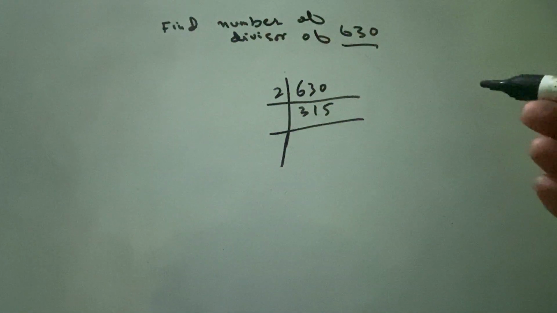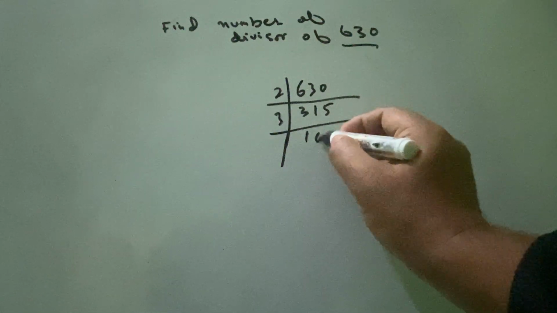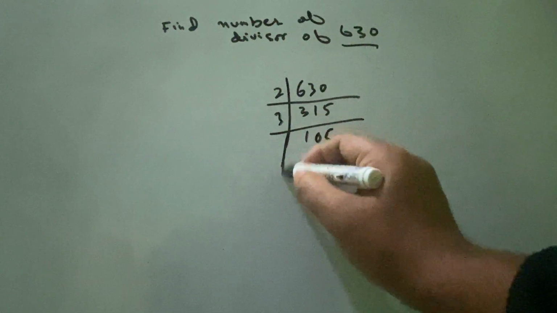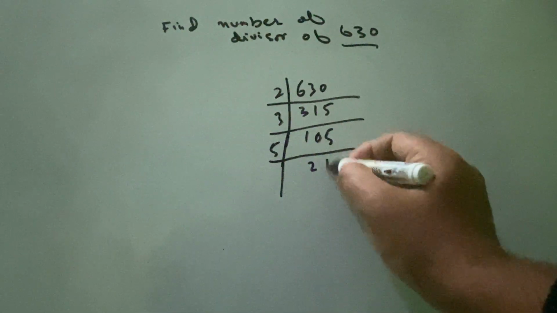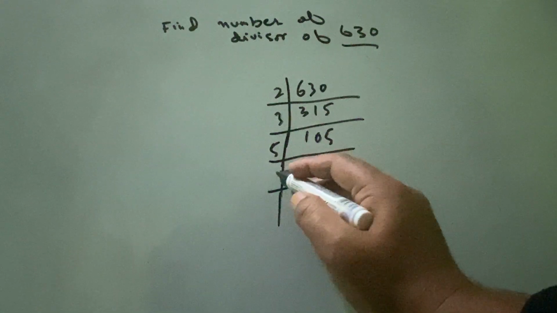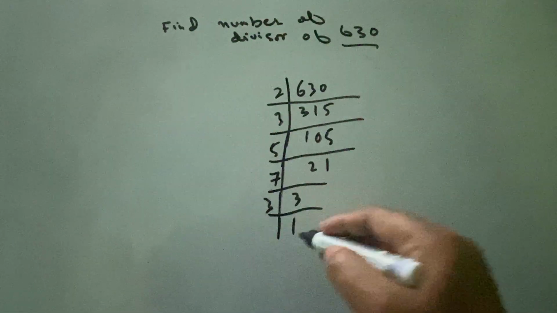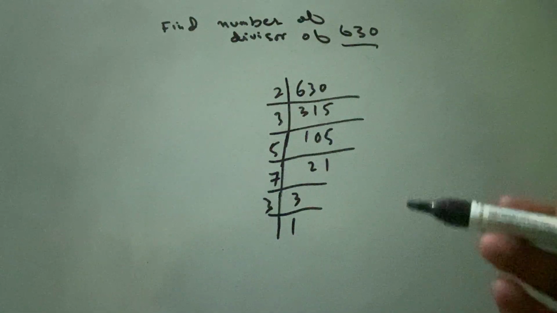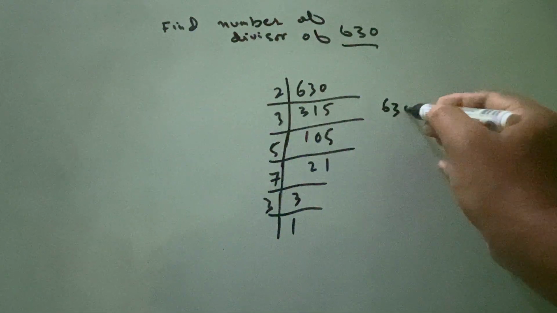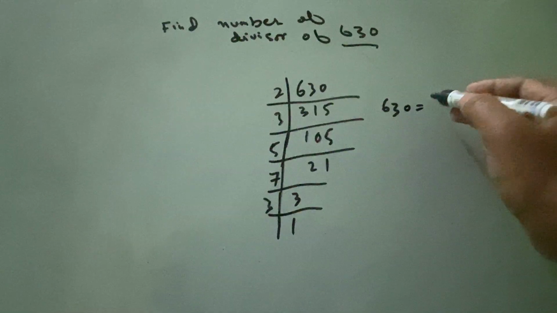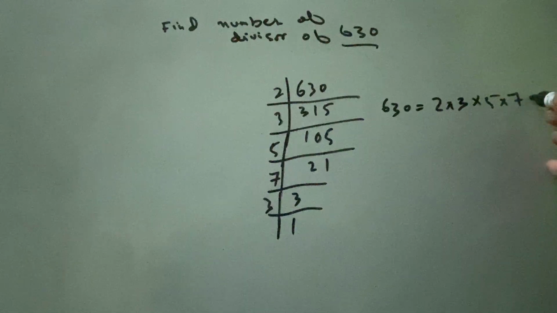Now it goes with 3. We can write this as 3 times 1 is 3, 3 times 0 is 0, 3 times 5 becomes 15. Now it goes with 5: 5 times 2 is 10, and 5 times 1 becomes 1. Now it goes with 7: 7 times 3 becomes 21, and it goes with 3. Thus we make the factors of 630. We can write 630 as 2 times 3 times 5 times 7 times 3.